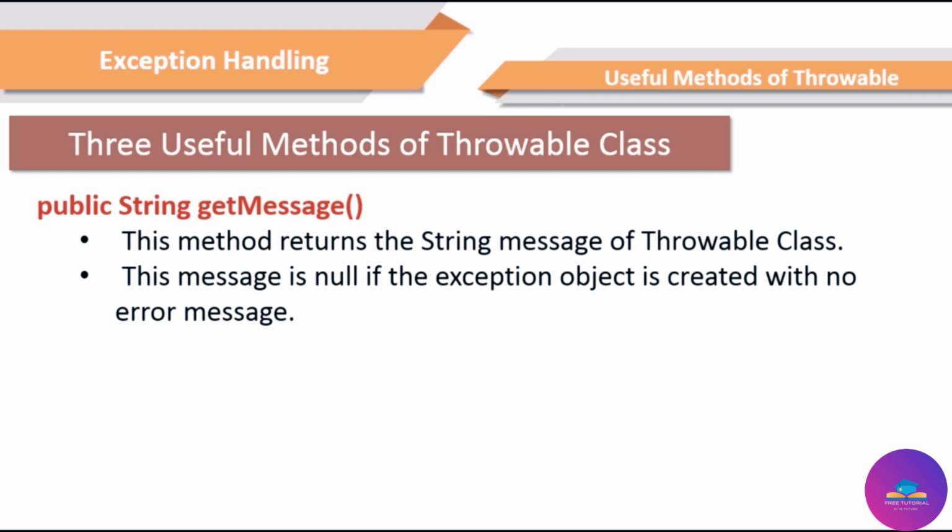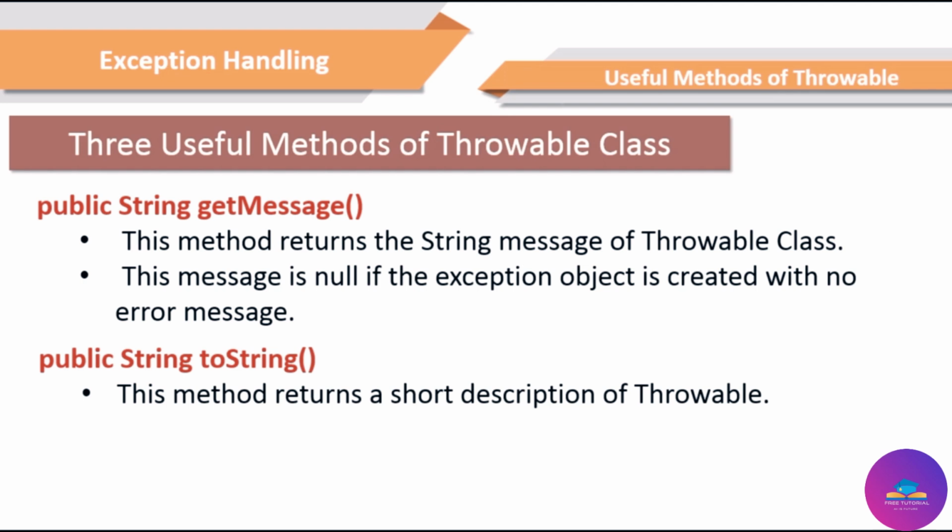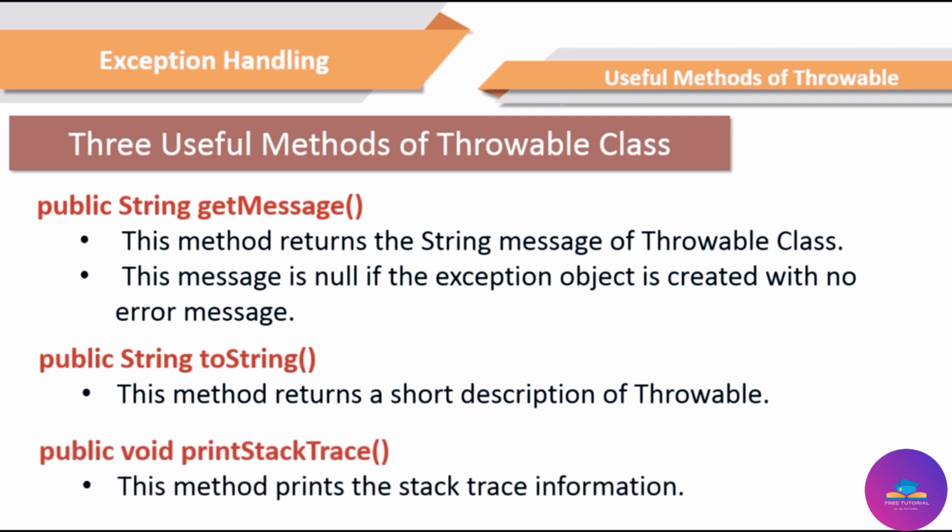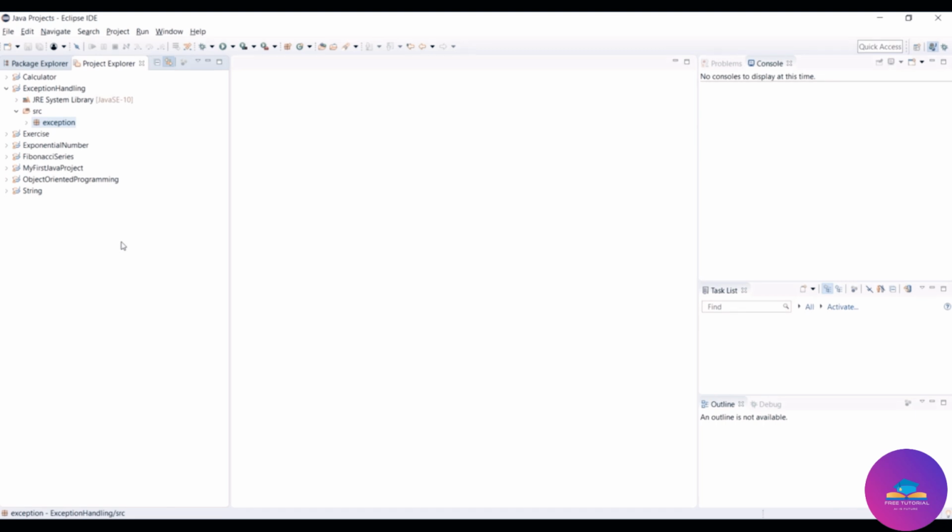The second one is the toString method. And this method returns a short description of a Throwable. And the third one is the printStackTrace method. And this method prints the stack trace information. So, are you ready to make some examples with the useful methods of the Throwable class? I think you are.